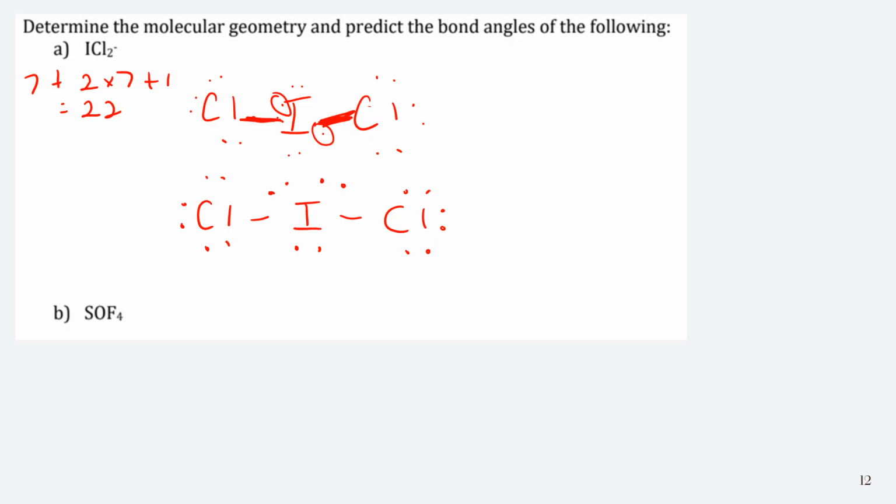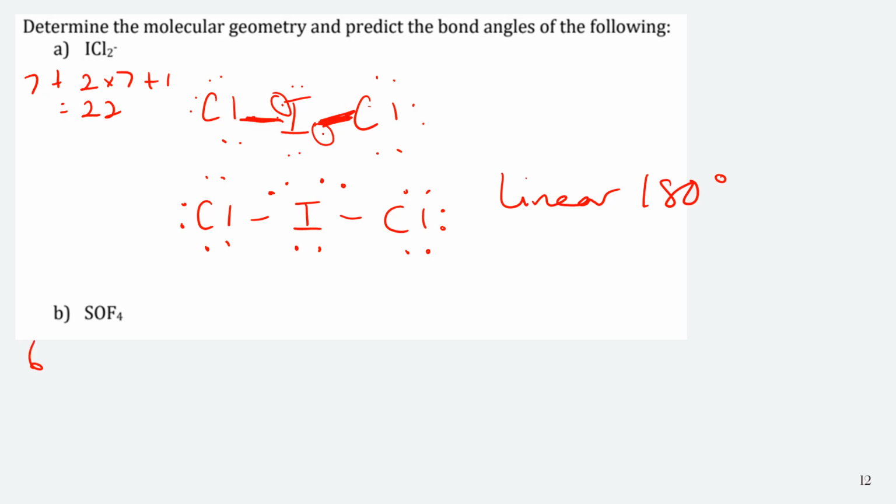So how many domains are here? There are 1, 2, 3, 4, 5. So 5 domains. 3 of them are lone pairs and 2 are bonding pairs. So this is going to be linear and 180 degrees.